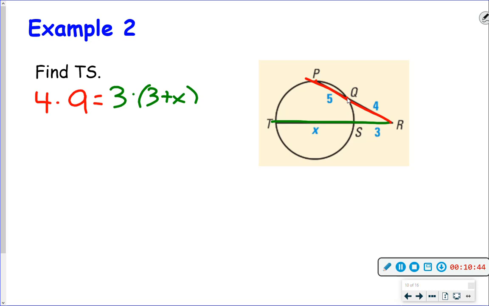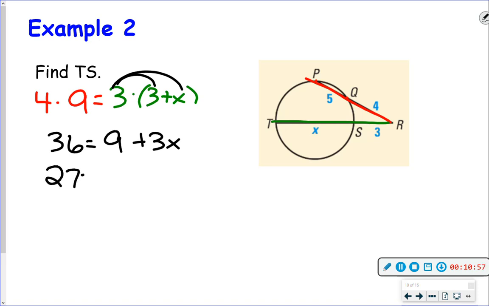4 times 9, well, that's easy. 3 times 3, 3 times x. Oh, this won't be so bad to solve. There's no squared. We're just going to get x alone. I'm going to subtract 9 over. Then we divide by 3. Now reread the directions, close. Final answer, TS. What's TS? 12. That would be TR. What's TS? Just 9. We just need the x, which is 9. I know, so easy to make a little tiny calculation error.